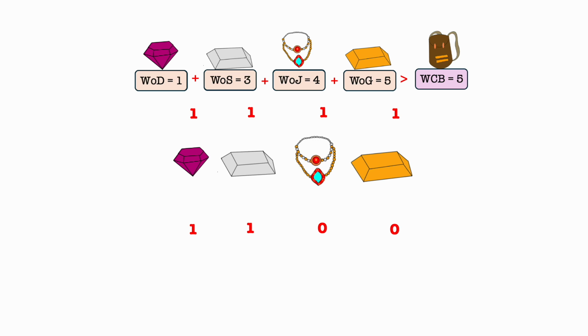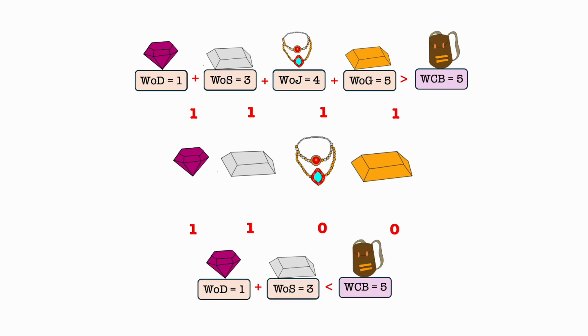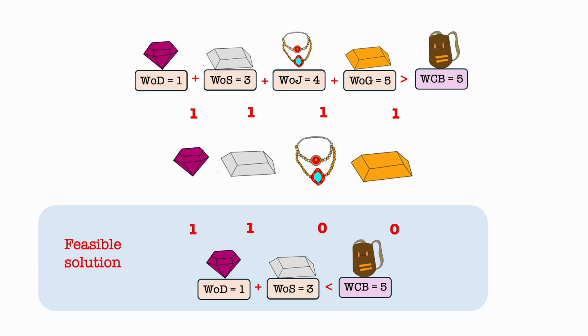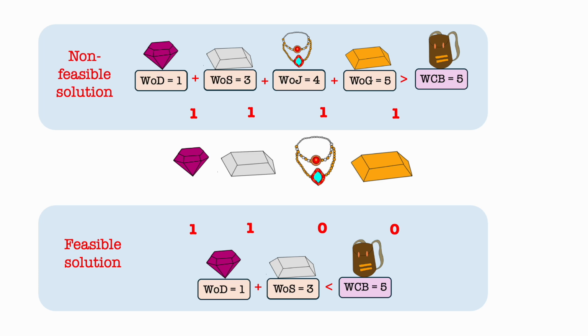The sum of the weight of the diamond and the silver bar is 4, which is less than the capacity of the backpack. So there are two types of solutions. One that satisfies the constraint of weight capacity of the backpack, we call it a feasible solution. The other that does not satisfy the constraint of weight capacity of the backpack. We call it a non-feasible solution because it exceeds the weight capacity of the backpack. We will get the best solution among feasible solutions.